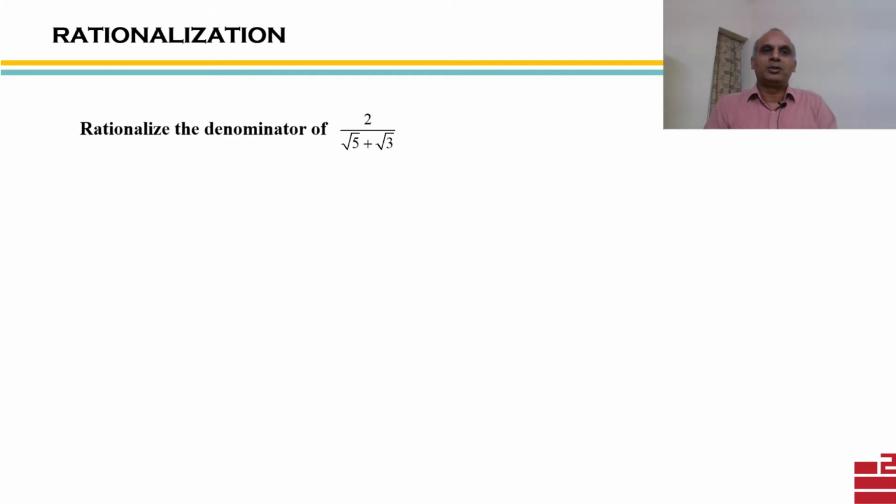Now, if I ask you to rationalize the denominator of this number, that means the denominator is an irrational number. I want to convert this to a rational number. We already have seen that the rationalizing factor of this denominator term was root 5 minus root 3. So how do we proceed in such questions? We multiply and divide by the rationalizing factor, which incidentally is also the conjugate of the denominator.